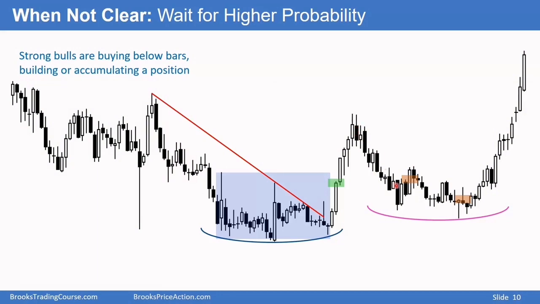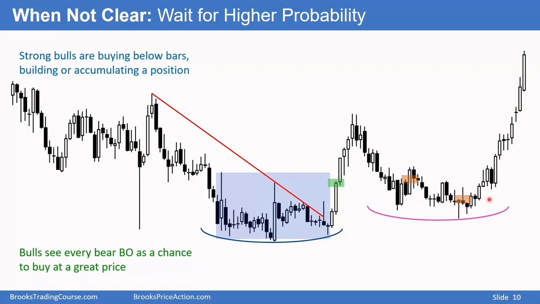The bulls see this as a weak reversal attempt on the part of the bears. They know the odds are it's not going to be a bear trend, that we're not going to break below this low, and therefore they start buying below bars. They'll buy below this bar. They're starting to accumulate a position.